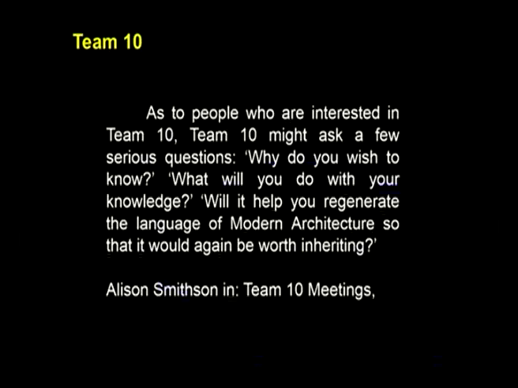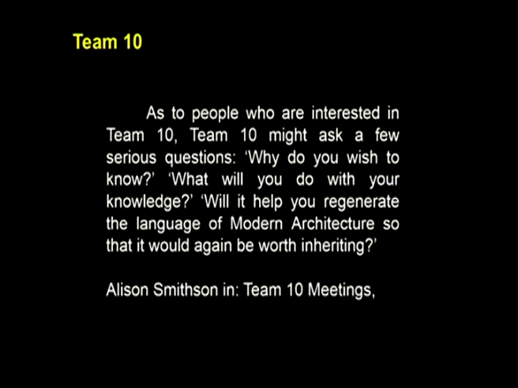Alison Smithson, during a Team 10 meeting, says that people who are interested in Team 10 might ask a few serious questions. Why do you wish to know? What will you do with your knowledge? Will it help you regenerate the language of modern architecture so that it would again be worth inheriting? These are the questions which Alison Smithson would ask people who were interested in joining Team 10. If they answered these questions in the most expected manner, they probably would be selected, I don't know. But look at the quality of the questions. She asks, why do you wish to know and what will you do with the knowledge?